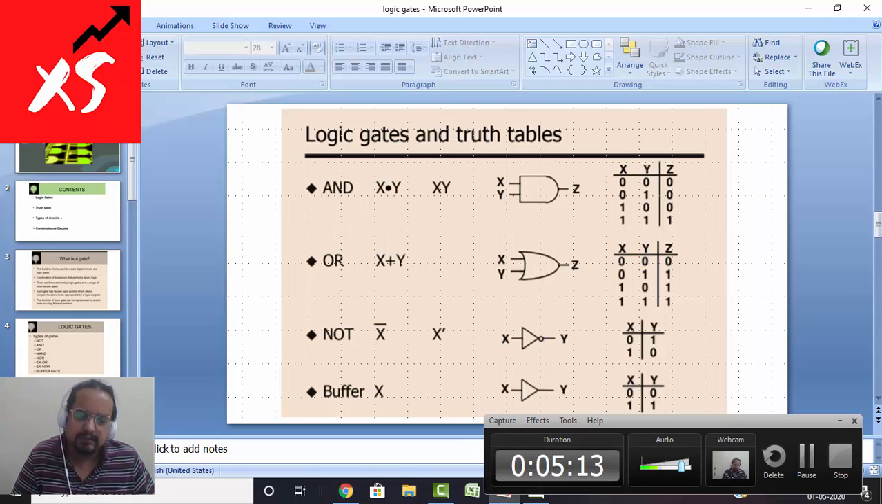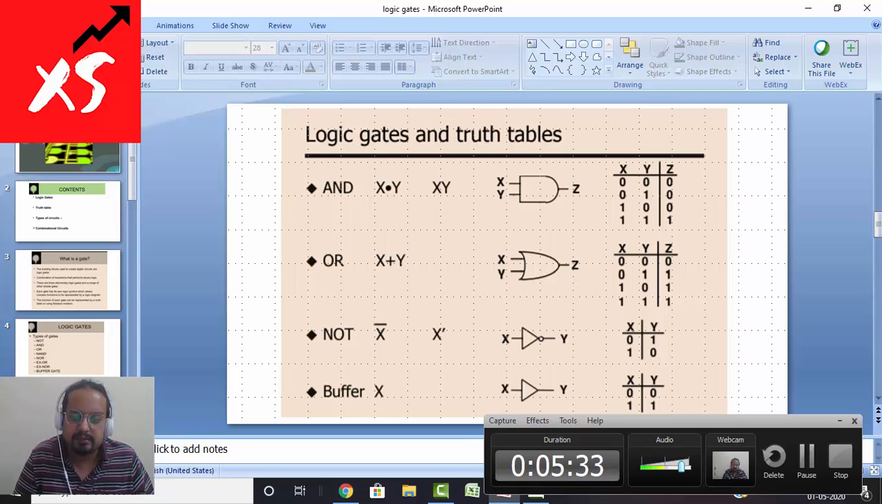NOT gate, look at the symbol. There's a slash at the top or on the right hand side, and there's a triangle with a small circle at the end. That is the NOT gate. The buffer is different. A buffer basically buffers and gives you out the output. So let's look at these. NOT gate, look at the truth table.